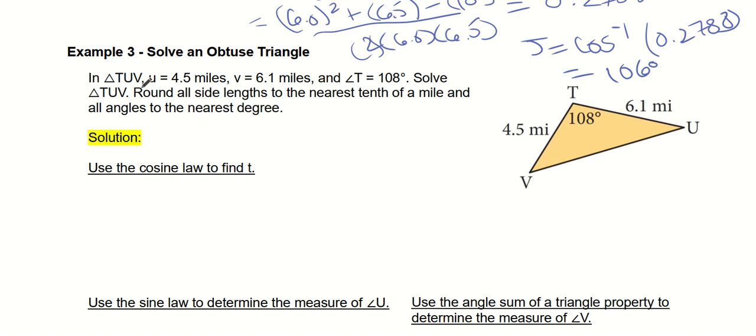It says here in this triangle, which is TUV, U equals 4.5 miles, V equals 6.1 miles, and the angle T equals 108. Again, just looking at this doesn't tell you anything. You have to draw it out to actually see what it is. So I always encourage you to draw it out. Solve the triangle TUV. Round all sides to the nearest tenth of a mile and all angles to the nearest degree. So you have to find all angles, and that's pretty simple.